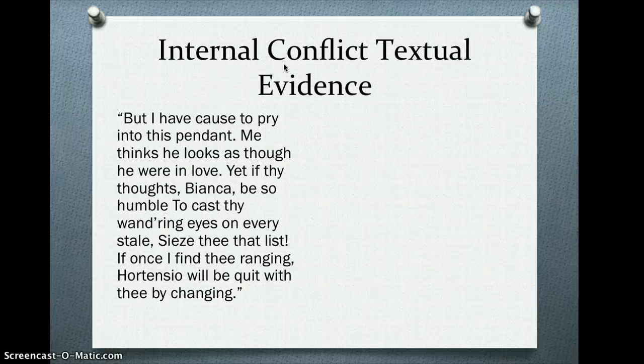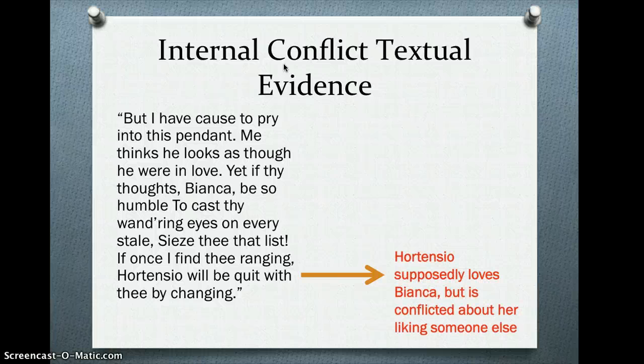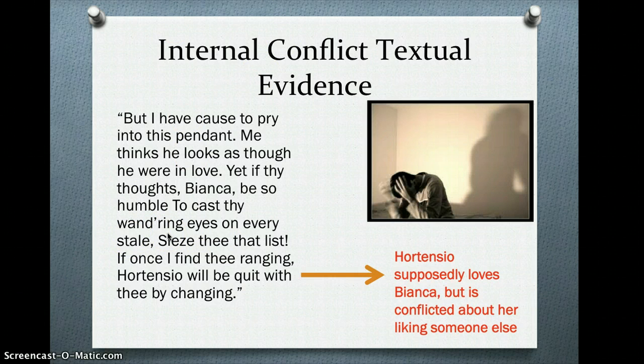An example of this in the text happens at the end of Act 3, Scene 2, when Hortensio, dressed as a tutor, has realized that Bianca is being wooed by Lucentio, who is also dressed as a tutor. Up until this point, he has been very much in love with Bianca, but he's conflicted about her liking somebody else. He's debating with himself here if it's even worth it to stay and fight for her love if she's just going to let her eyes wander and look at other people. So here's an image of internal conflict. Again, it's an individual conflict, a conflict within the inside of a person. You see here that there's nobody else present when this conflict arises.